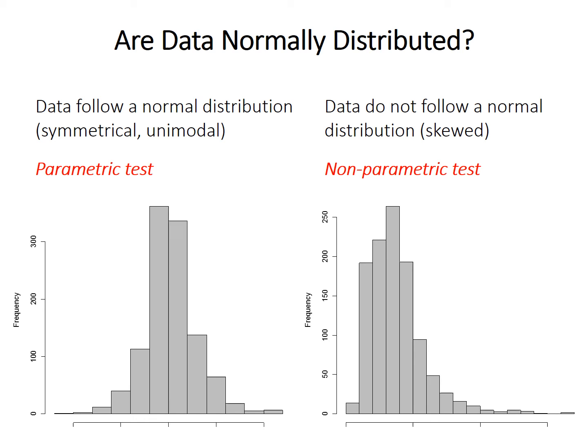If your data are not normally distributed, and especially if the data are skewed, which means not symmetrical, the peak is not in the middle, as shown here, you should run a non-parametric test. And again, we will discuss specific examples of these sort of tests in future videos.